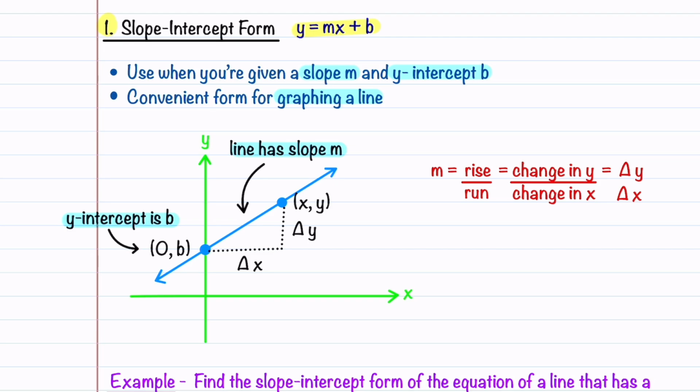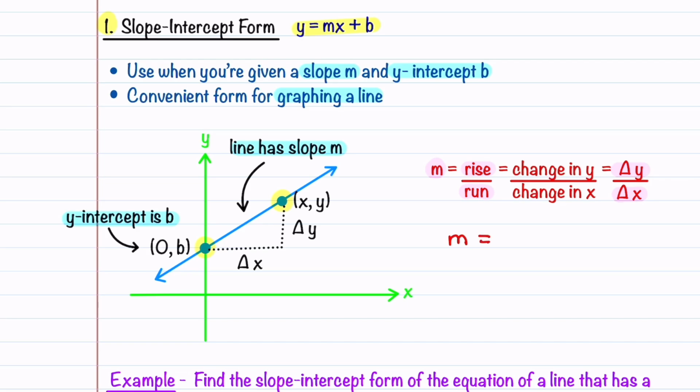Let's quickly go over where this equation comes from so that you can better understand it. Recall that the slope of a line is equal to the rise, how much the line changes vertically, divided by the run, how much the line changes horizontally. This is often written as delta y divided by delta x. Let's calculate the slope of this line and look at the change in y and in x between a point on the line and the y-intercept.